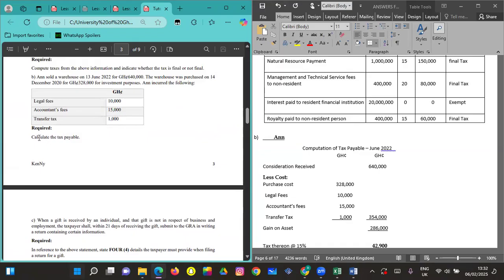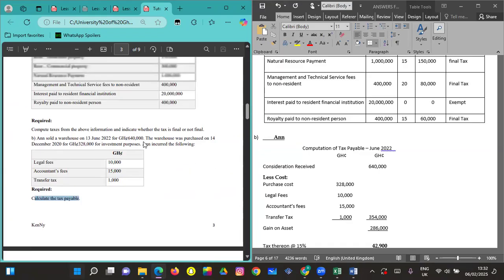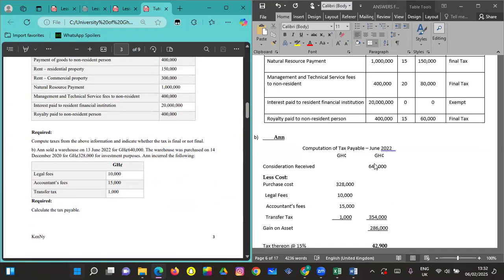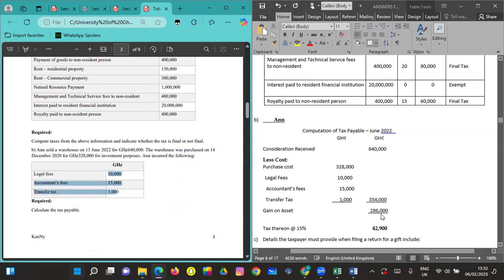Now they say we should compute the tax payable. Remember realization, we first bring in the consideration received, then we deduct any incidental cost, which includes the purchase and then any other cost. So that's what you are seeing here. When we deduct everything from it, you are going to get 286,000.